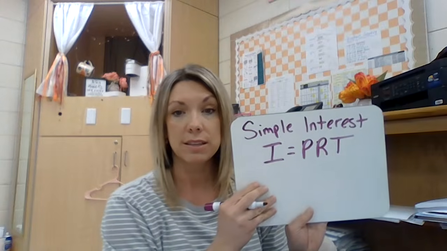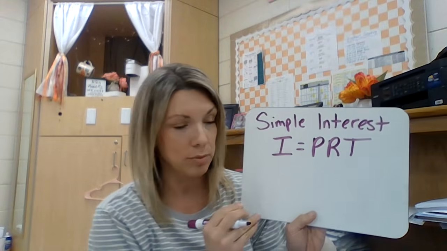All right, we're learning simple interest. Simple interest has a formula. You've got to remember this formula whenever you do your milestones. The simple interest formula is interest equals P times R times T. All right, this is the interest formula that you have to remember.